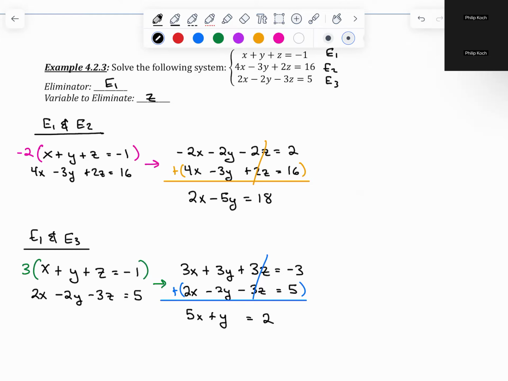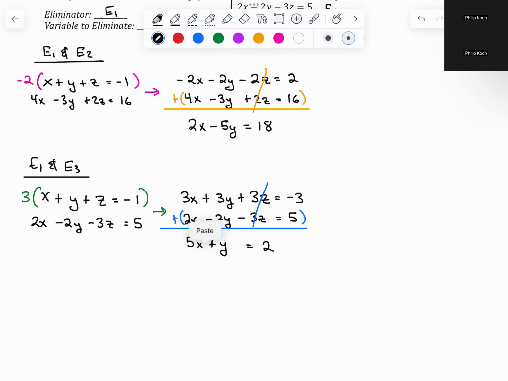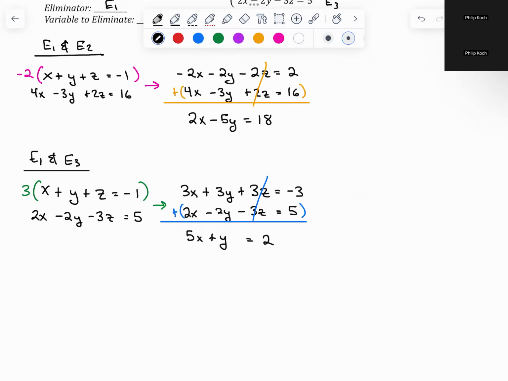Now we have these two equations with two unknowns. We have a baby 2x2 system. Let's stack them on top of each other. 2x minus 5y equals 18, and 5x plus y is equal to 2.